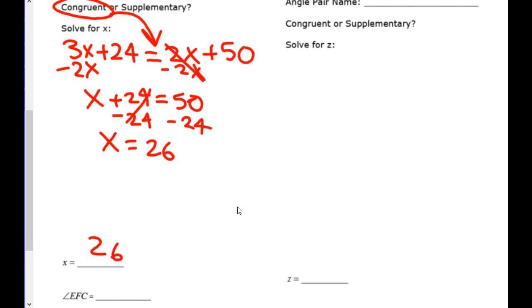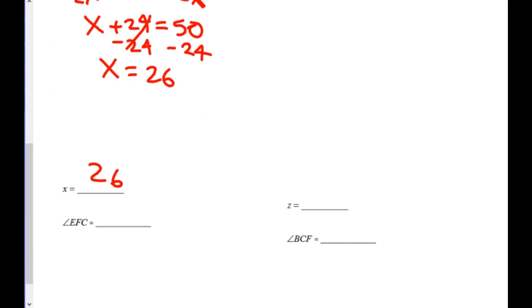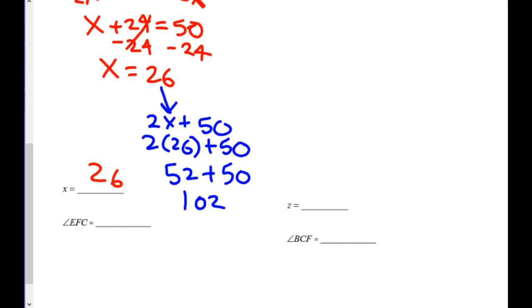And we're looking for EFC, which is 2x plus 50. So 2x plus 50, replacing x with 26. 2 times 26 is 52. 52 plus 50 is 102. And that's what we get for EFC, 102 degrees.